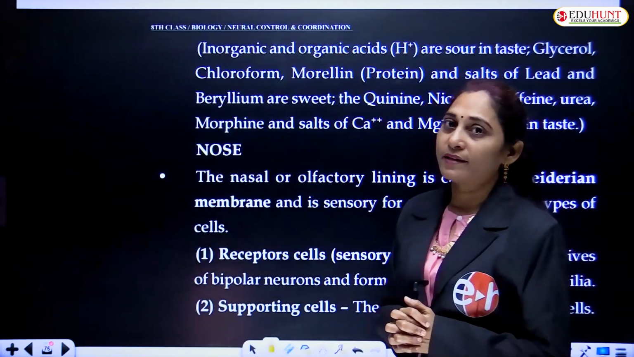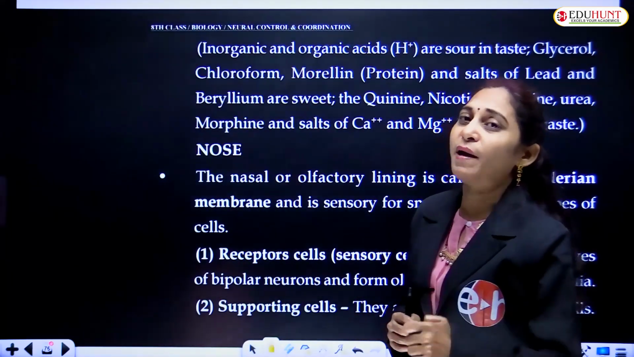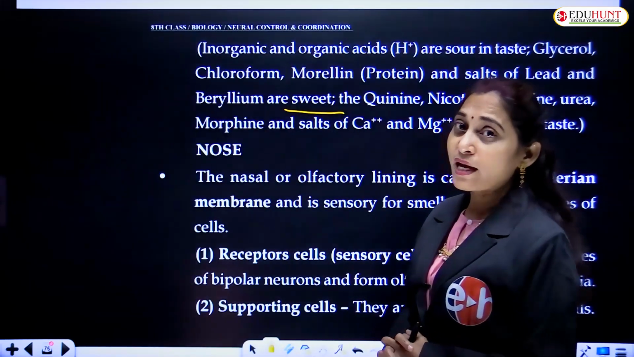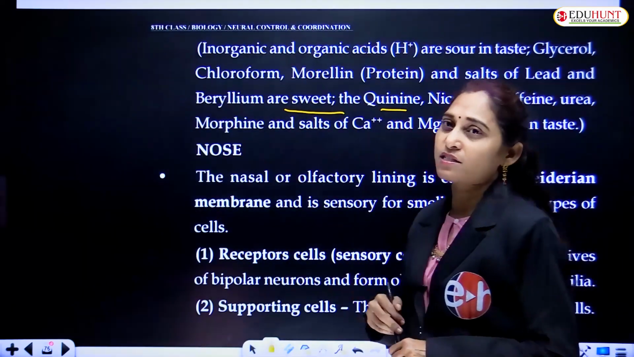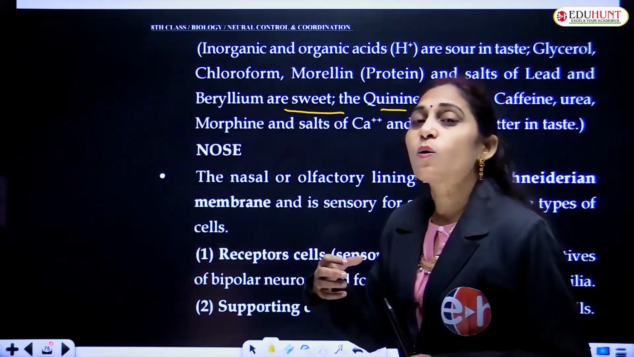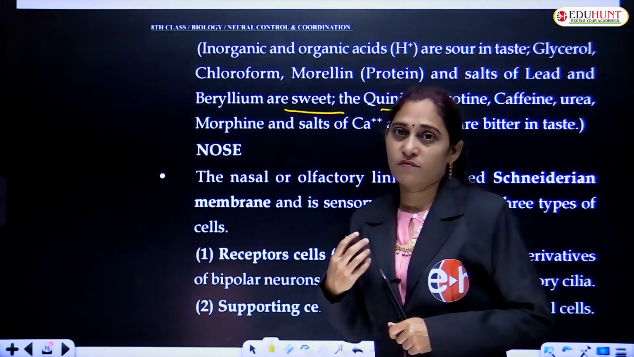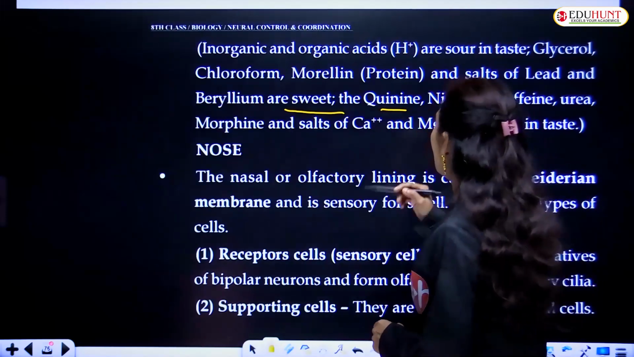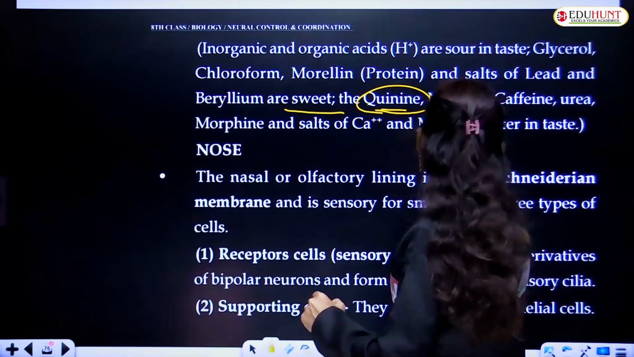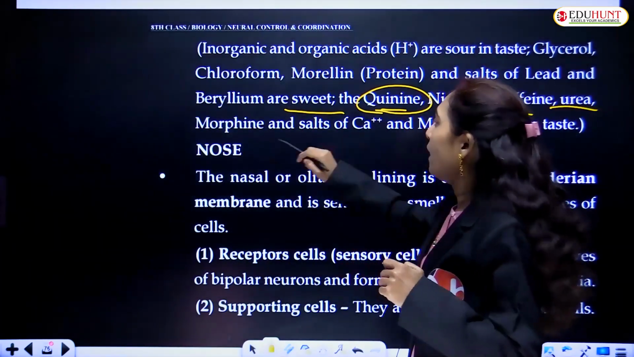chloroform and morlin, which is a protein, and salts of lead and beryllium are sweet. These are sweet. And quinine, which has a medicinal property. Quinine is obtained from the bark of the Cinchona officinalis tree, and is used as a medicine to treat malaria. Quinine, nicotine, which is an alkaloid present in tobacco, and caffeine, we know that caffeine is present in coffee, and urea, morphine.